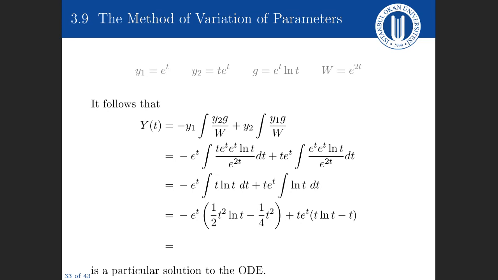After we've integrated these two functions and then simplified, we get exactly the same answer as before. Why do we get exactly the same answer? Because we're really doing exactly the same calculation. The first time we did this, we had to integrate t ln t and we had to integrate ln t. Again, we're doing the same calculation, we integrate.